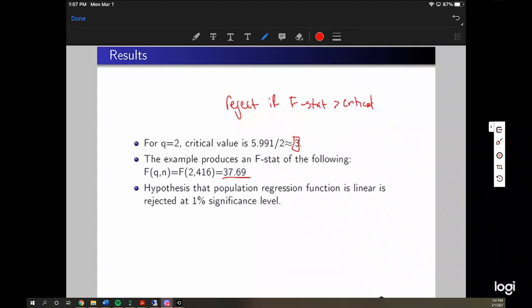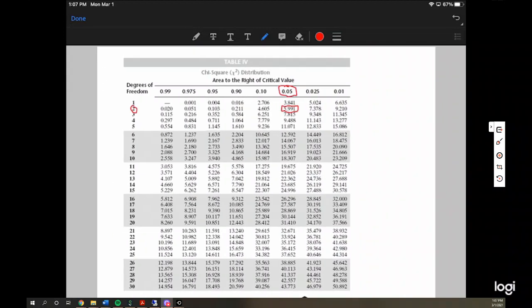I'm not giving you 1.96 or some value at this point, because really this critical value depends on the number of restrictions we have. So it's going to depend on how many coefficients you're testing. So in this case it's 3. Our F-stat is 37.69. So is that greater than 3? Yes. So we reject at least at a 95% confidence level, but in this case it's pretty safe to assume that we're rejecting at the 1% level.